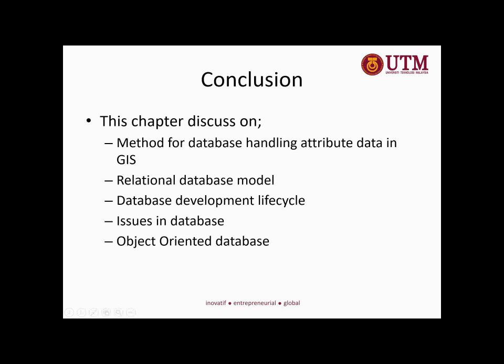Okay, so as a conclusion, this chapter discussed a little bit what attribute data management is. We have spatial data and attribute data, and then the importance of a database. We also discussed the difference between a database and a database management system. We also discussed the life cycle in developing a GIS, and then some issues in databases and the current development of object oriented databases.